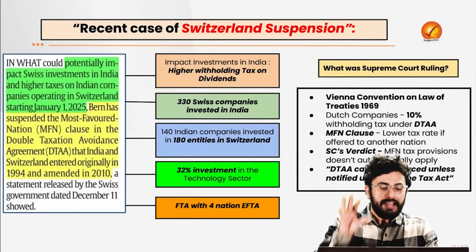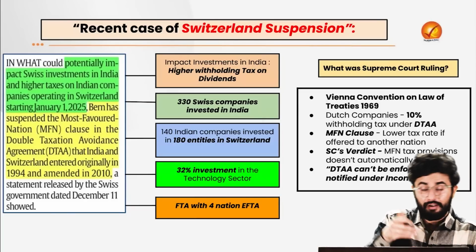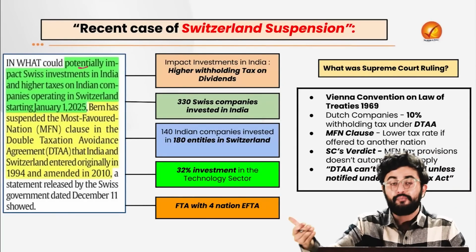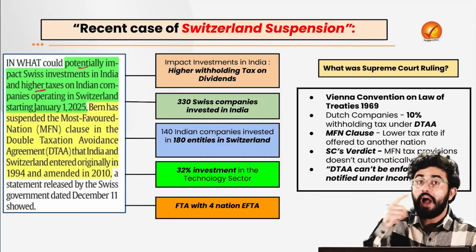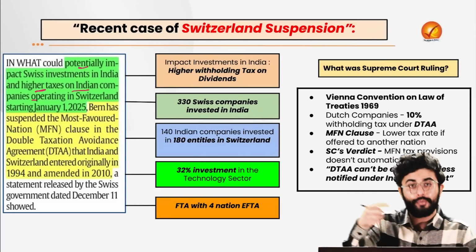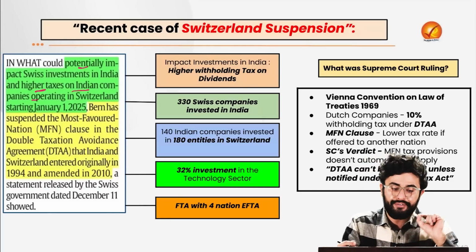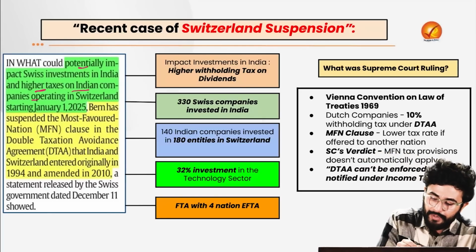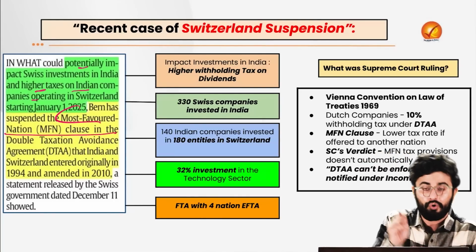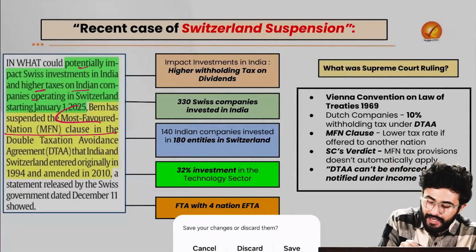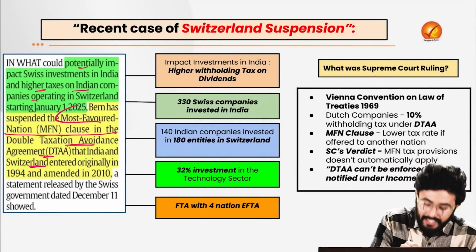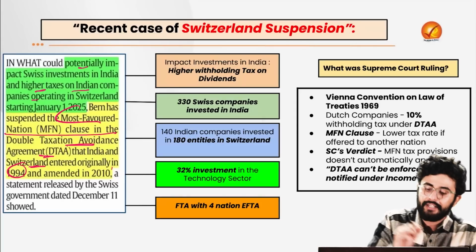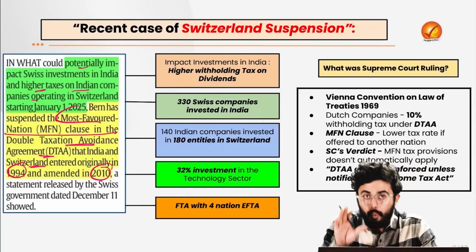today's news. It basically says that a step which can hamper Swiss investments in our country and can lead to higher taxation on Indian companies operating in Switzerland from 1st of January 2025. Switzerland has suspended the most favored nation clause in the double taxation avoidance agreement that India and Switzerland had entered into originally in 1994 and amended in 2010. Why has it done so?